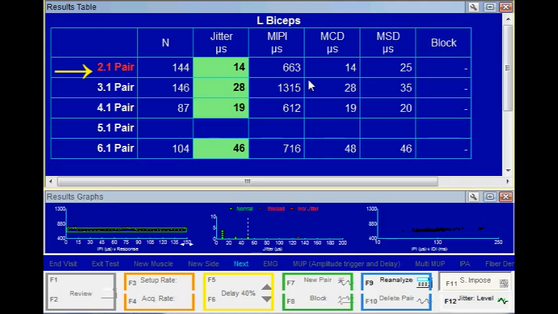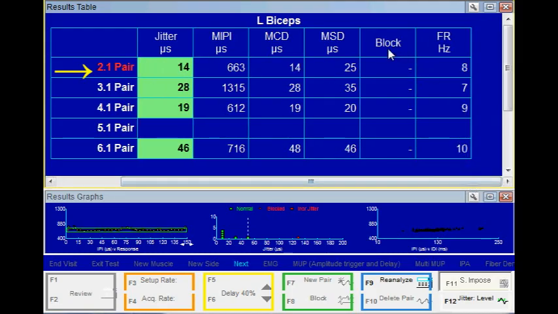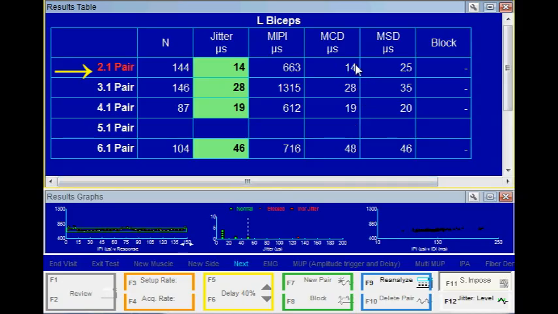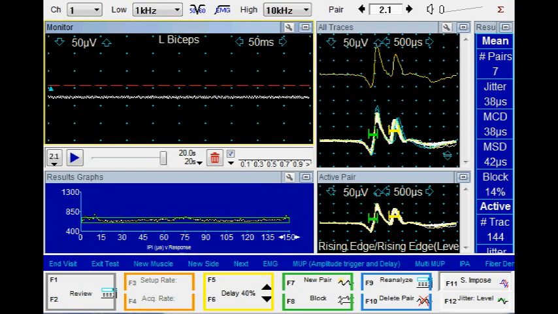The jitter was measured in 2 ways, MCD or MST. And in this case, the MCD was smaller than MST, and therefore that's the value of jitter we use. And further to the right, we see that there was no blocking and the firing rate was 8 Hz. So this is the summary statistics that is provided by the system. That completes analysis of the first action potential pair that we recorded.